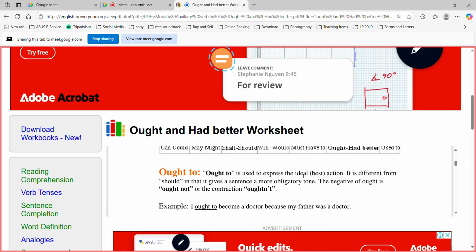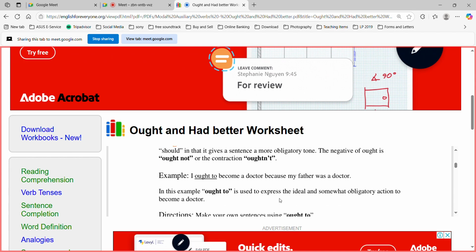So we go to an example here. I ought to become a doctor because my father was a doctor. In this example, ought to is used to express the ideal or somewhat obligatory action to become a doctor. It is like should, but it is a very firm tone. Dia merupakan satu tone yang tegas. It shows an obligatory tone. You insist on becoming a doctor. So this is an example of ought to.